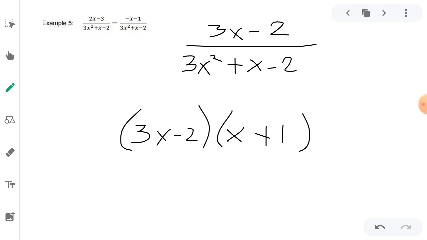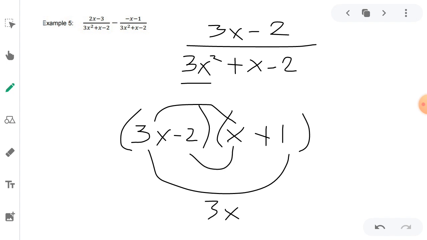So bakit nangyari yan? So paano? Kung check natin, 3x times x is 3x squared. And then 3x times 1 is 3x, negative 2x times x is negative 2x. Combine natin, magiging negative 2x plus 3x, magiging x na lang. So nakuha natin yung middle term. And then, the last term is negative 2 times 1 is negative 2. So nakuha natin. So ito yung factor.